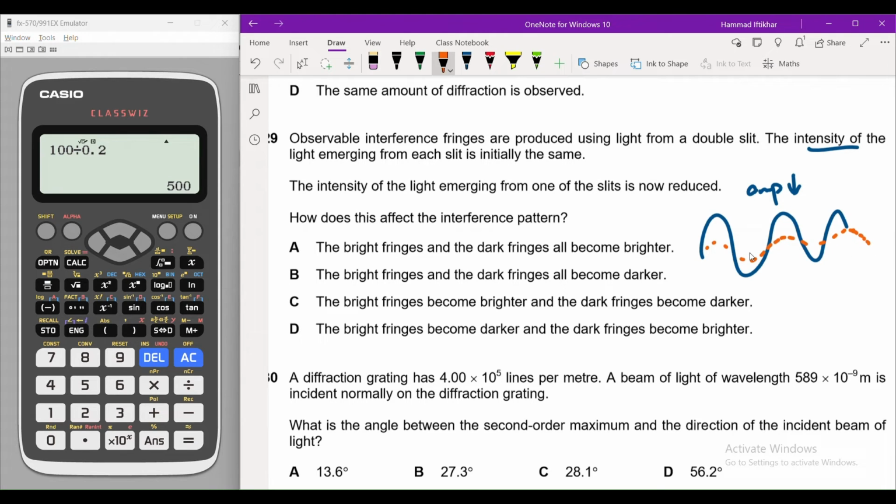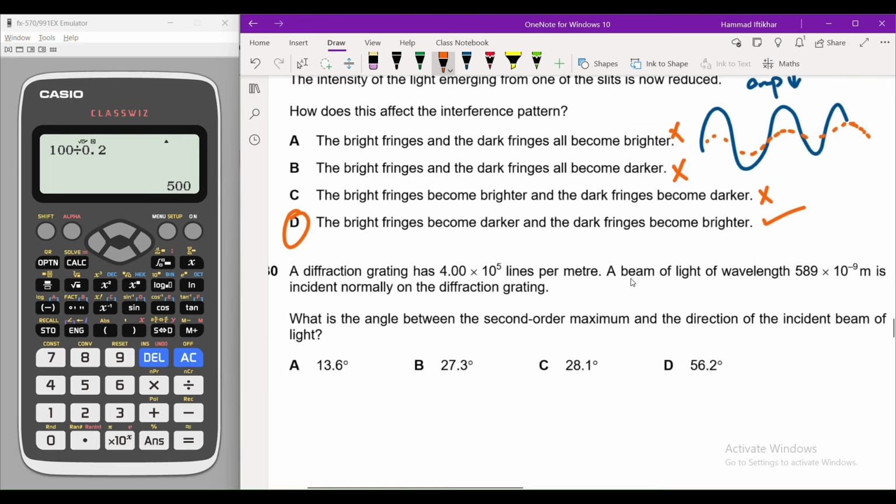So the bright fringes will become less bright and the dark fringes will become less dark. Bright fringes and dark fringes all become brighter? No. Bright fringes and dark fringes all become darker? No. The bright fringes become brighter, dark fringes become darker? No. Bright fringes become darker and dark fringes become brighter. That's the case. The contrast basically is affected.